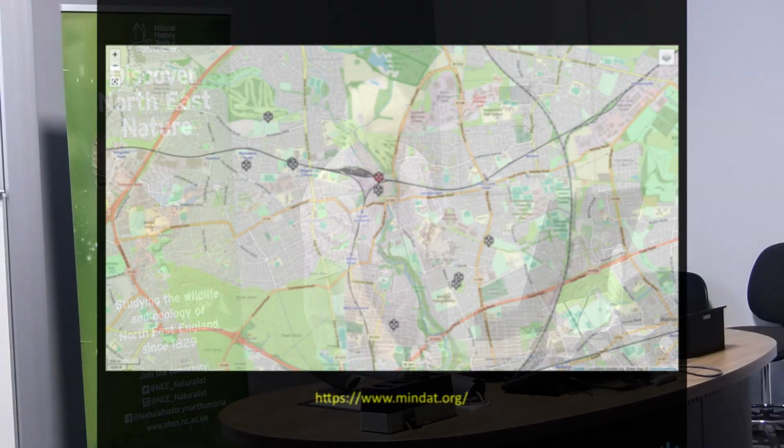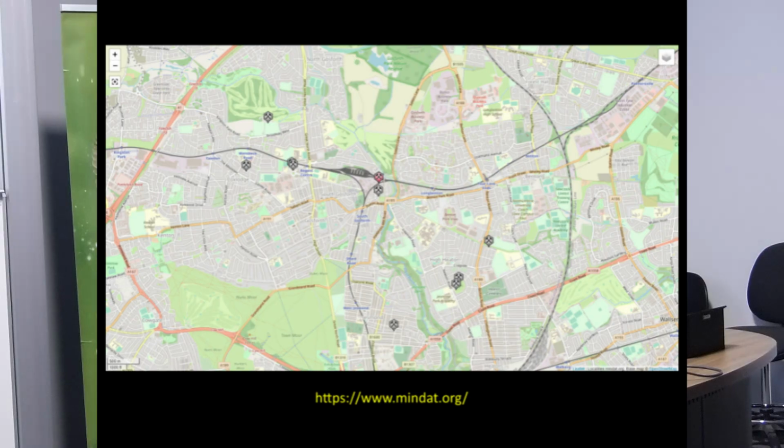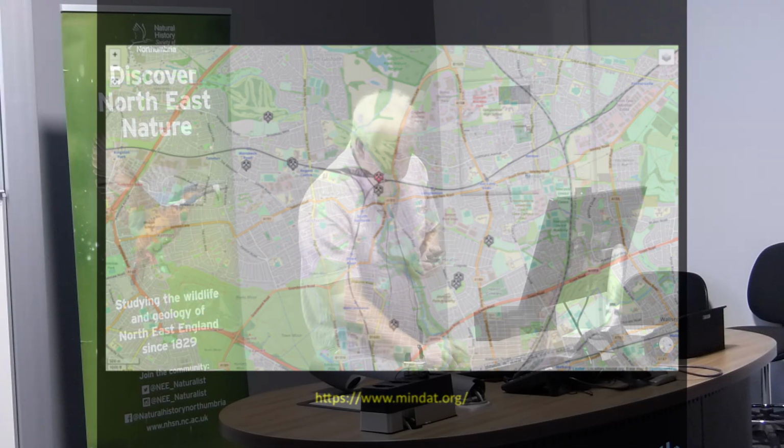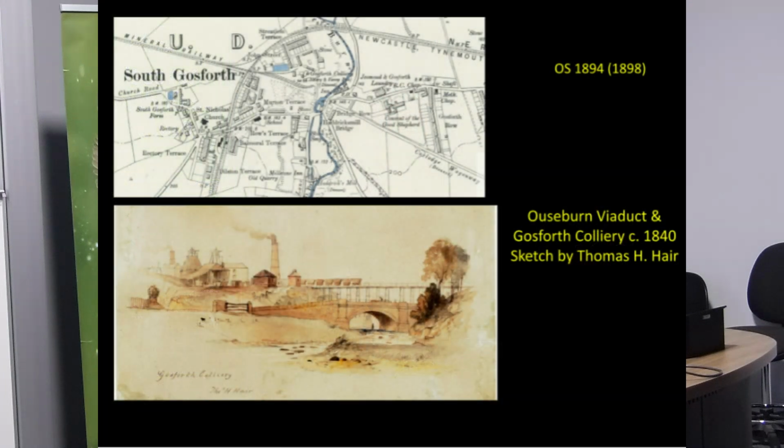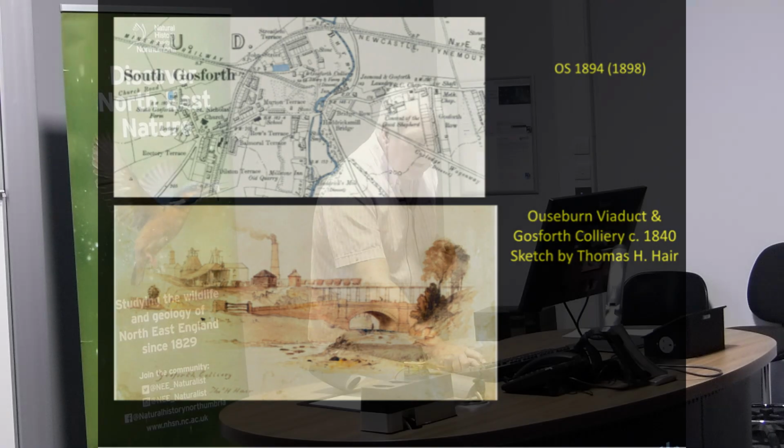A slight little diversion here. This is a website called MINDAT, which has loads of stuff on minerals and mines and all sorts of things. And this is a map of the South Gosforth area with the different coal mines marked on. That one in red there is the Gosforth colliery. Here's the Ouseburn coming down around here. This is a sketch of the colliery by Thomas Hair, 1840. There were several around there, but I picked on this one particularly because of the interesting stories.